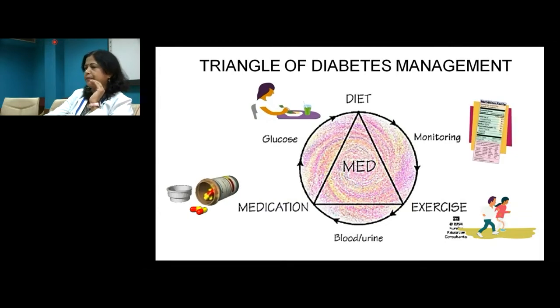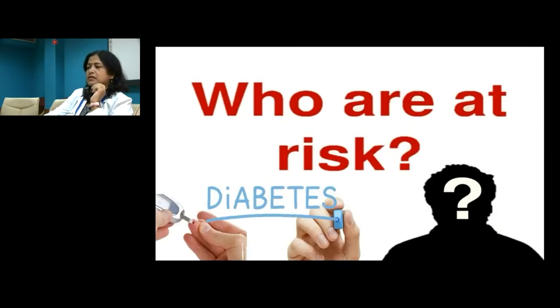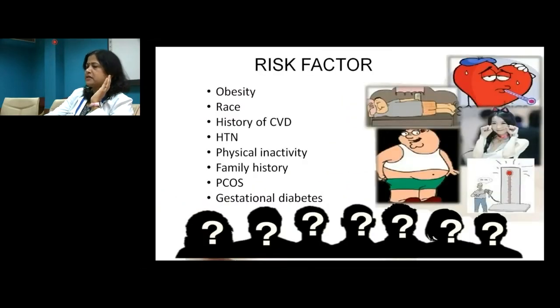So who is at risk? The risk factors are basically obesity, ethnicity, or you can say the race, history of cardiovascular disease, hypertension, physical inactivity, family history, polycystic ovary syndrome, that is PCOS, or gestational diabetes.